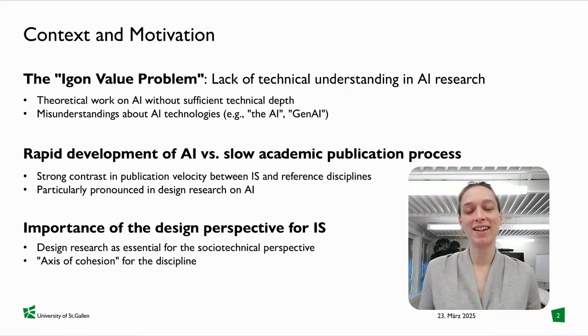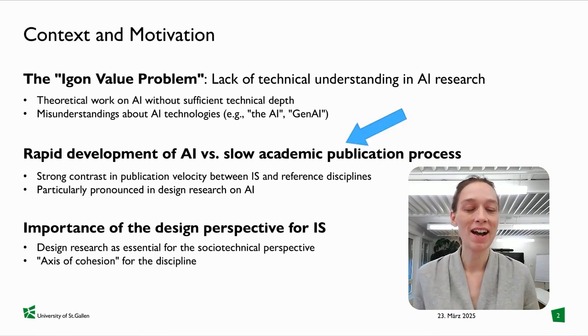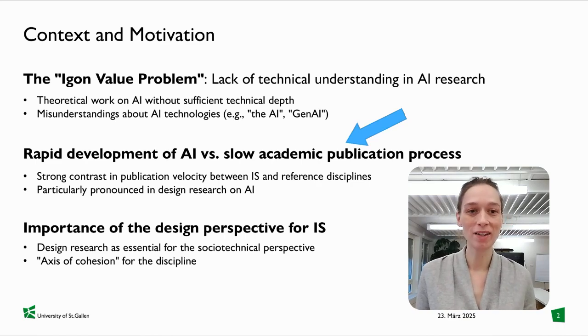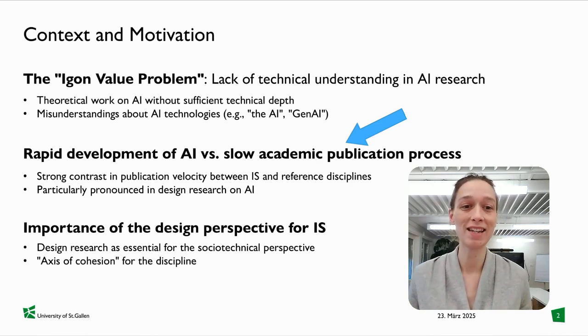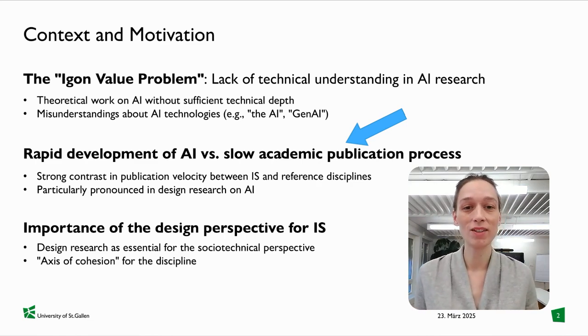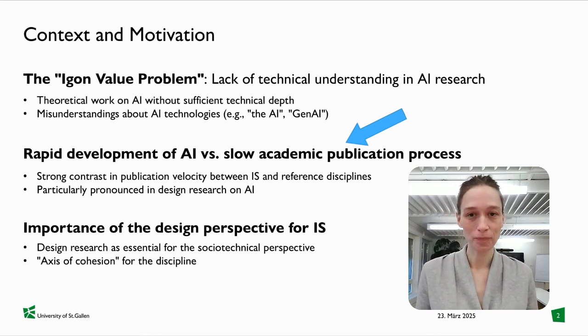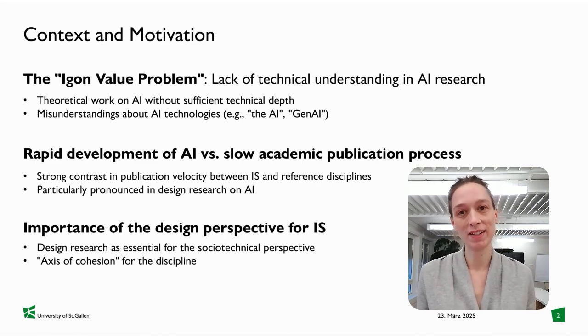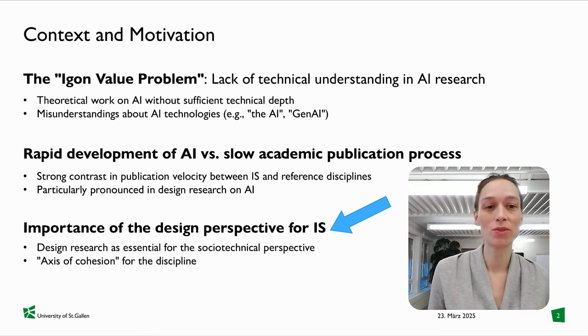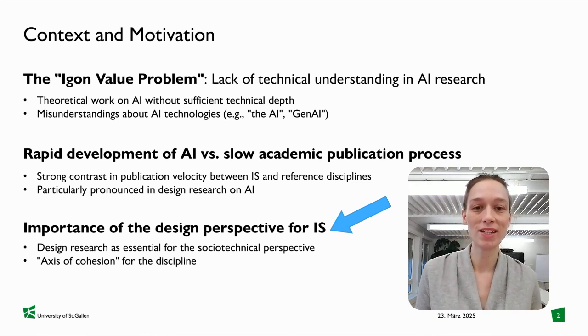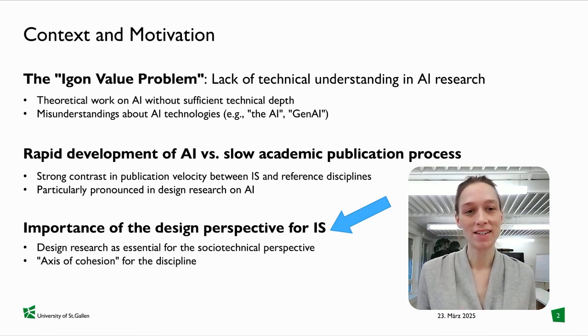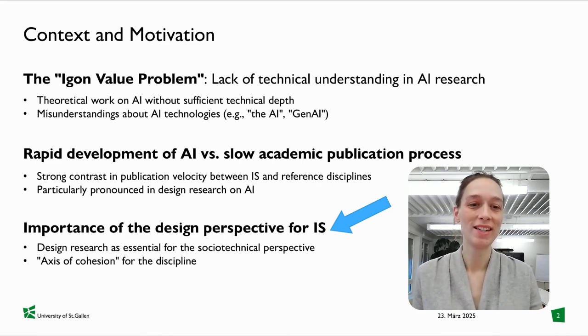Then another big problem is that AI is developing very fast, but the publication process of this kind of papers is particularly slow, so it can take many months or even a year until you get published, and by this time your work is maybe no longer even relevant. But the authors also say how important it is to do this kind of research in information systems, like I said, to get this socio-technical perspective into the AI technologies. And this is kind of the axis of cohesion for the two disciplines.